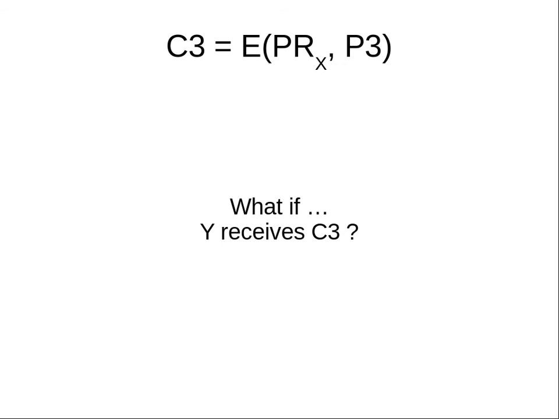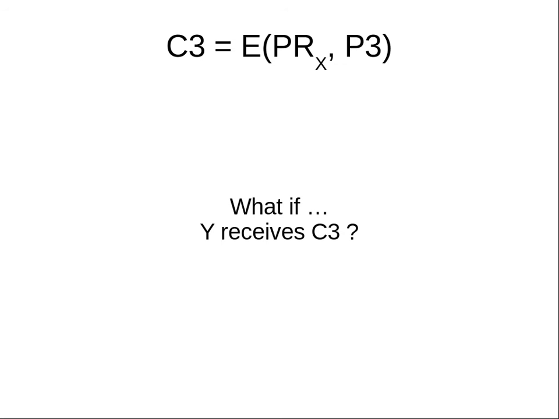who sent it or who created it? It must have been created by X, because if P3 was encrypted with the private key of X, and then we can successfully decrypt the ciphertext with the public key of X, then that implies that the only person who could have created that message is X, because the only person in the world that has the private key of X is X. So this is performing some form of authentication.